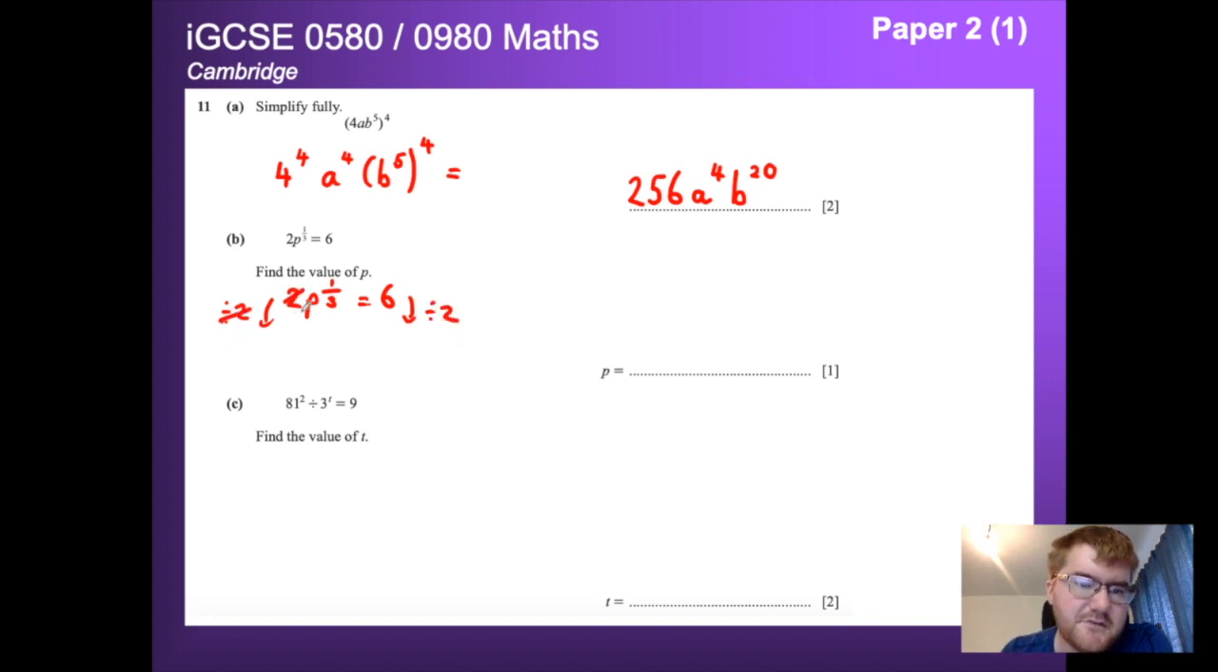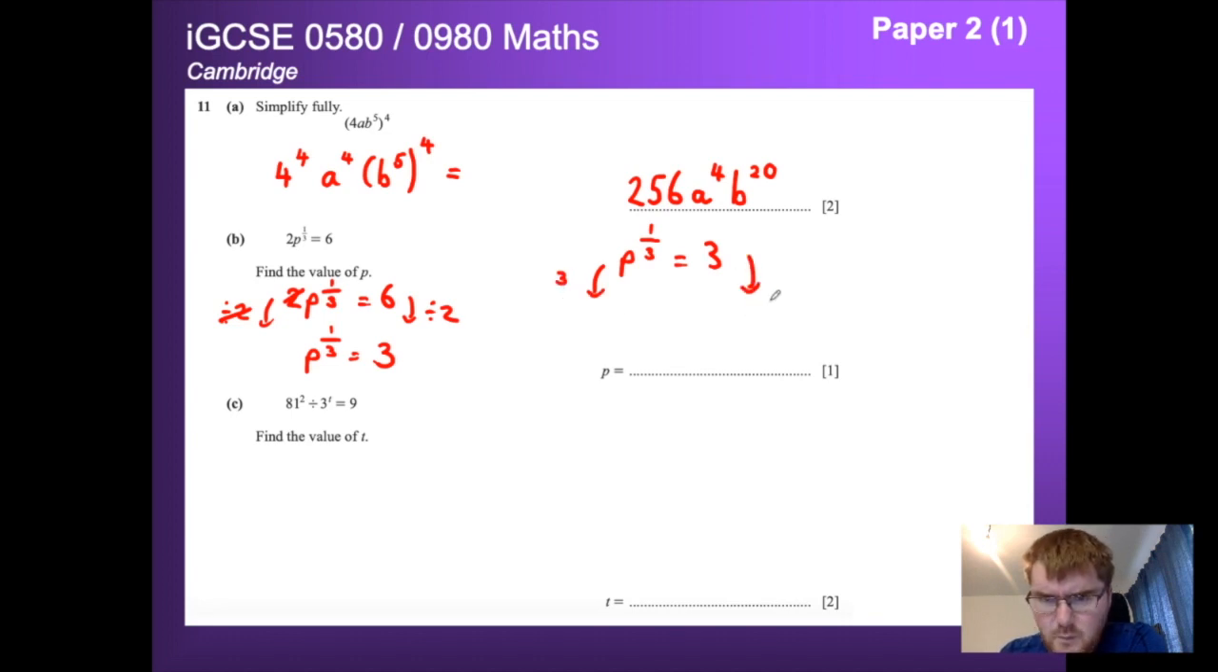So this cancels, and we're left with p to the power of a third is equal to 6 divided by 2, which is equal to 3. Now at this point you may recognize that 1/3 is the same as a cube root, but another way we can think of this, I'll write it just above here so you can see this a little bit easier, is we think about how do we get rid of the third? And the way we can do that is by cubing.